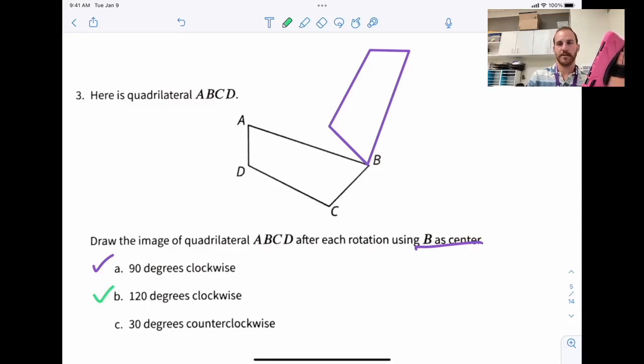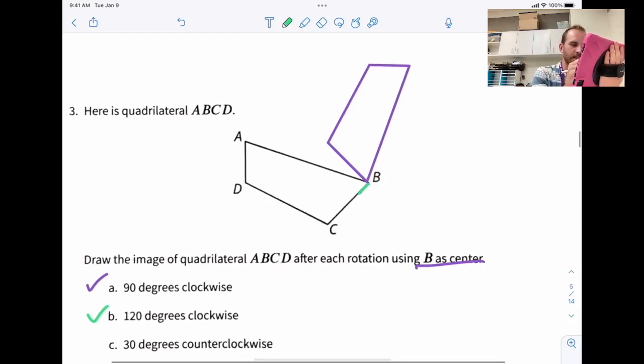So 120 degrees here, remember it's more than 90 but less than 180, so we can kind of estimate where that is, right? Still using center B, still clockwise, so I'm going to use this line again, because we already did a 90 degree one. A 180 would be if it was here, so I'm going to say 120. You know what? That's 180. It's a little above 90. I'm going to put it right here.